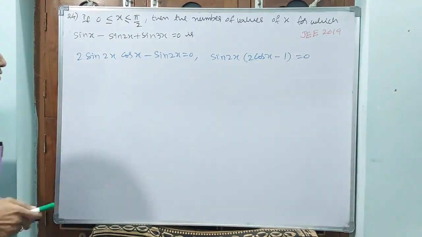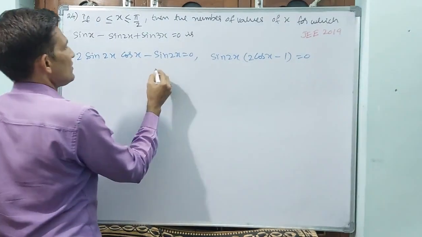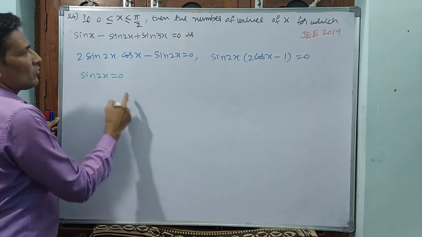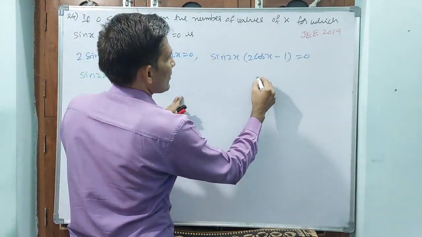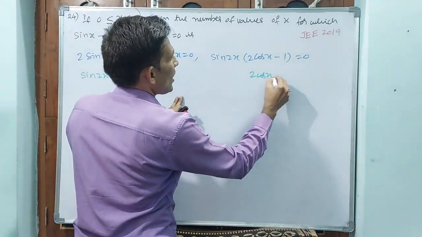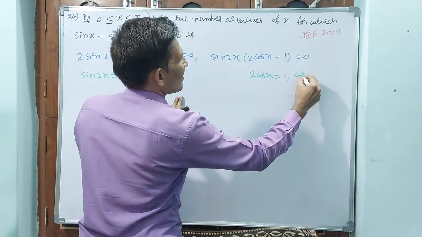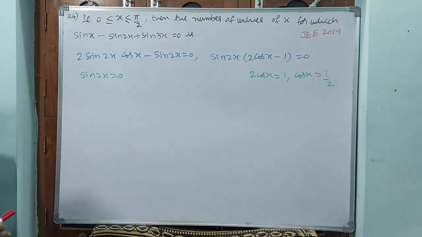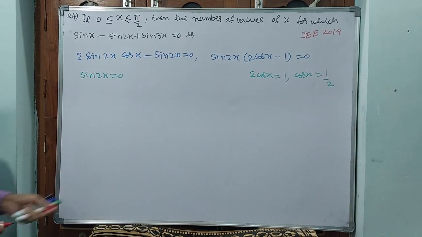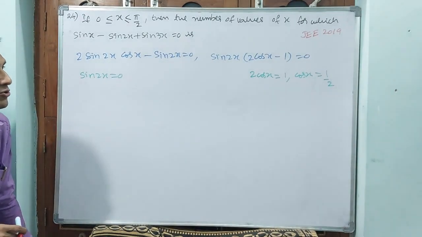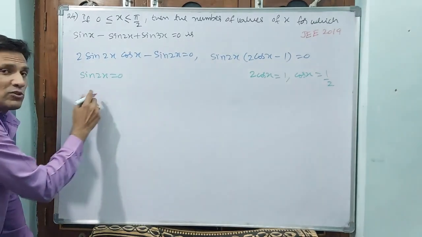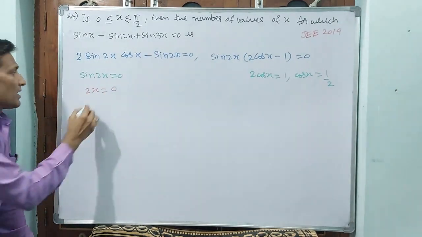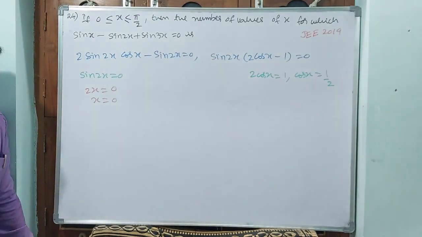Okay, see here two conditions you will get. One is sin 2x is equal to 0. The other is 2 cos x minus 1 is equal to 0, which means 2 cos x is equal to 1, and cos x is equal to 1 by 2. Sin 2x is equal to 0 means 2x is sin inverse 0, 0 only. Then x is also 0 only.